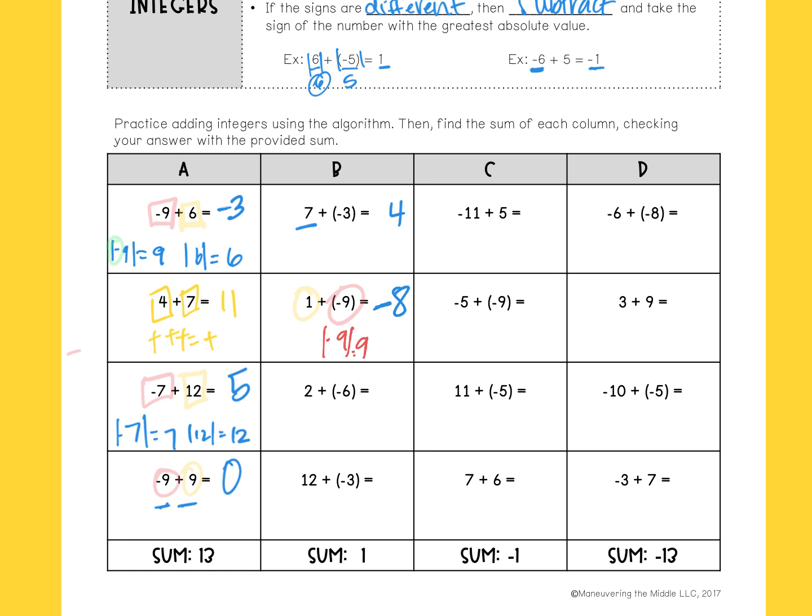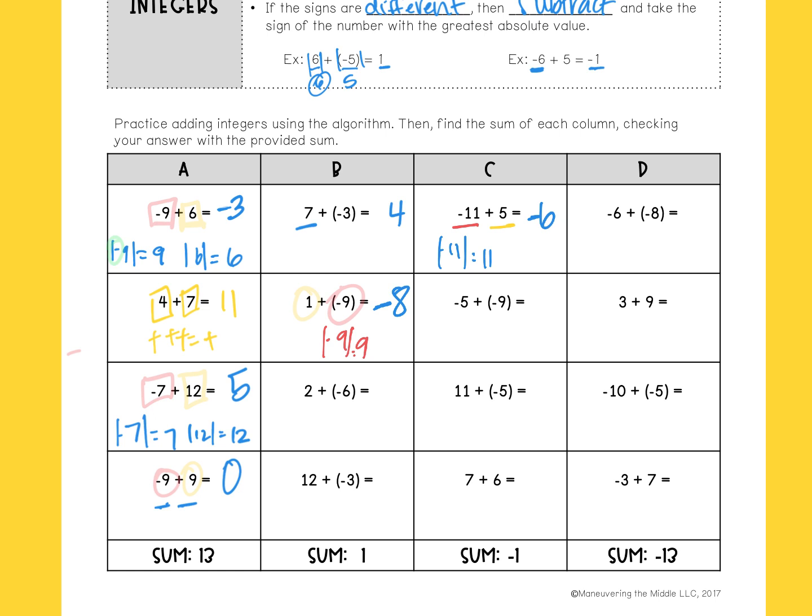Alright, so now I want you guys to do 2 plus negative 6 by yourselves, and 12 plus negative 3 by yourselves. I'm going to do negative 11 plus positive 5. Those are two different signs, so I'm going to find the difference. 11 minus 5 is 6. And I know that negative 11 has a greater absolute value than 5. So my answer will be negative.